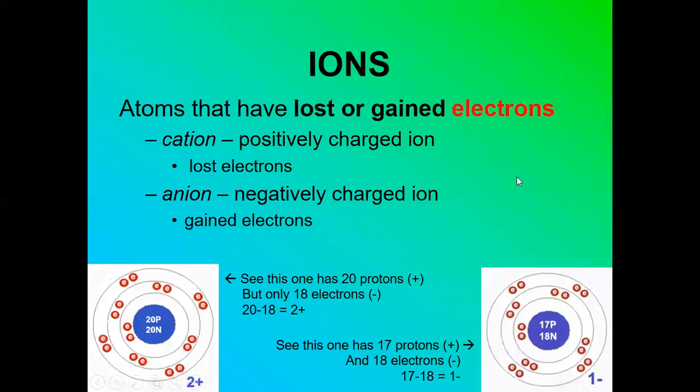Sorry about that. I just skipped a screen. This is the last one to talk about in this topic. These are called ions. Ions are atoms that have gained or lost an electron. This makes them positive or negative.